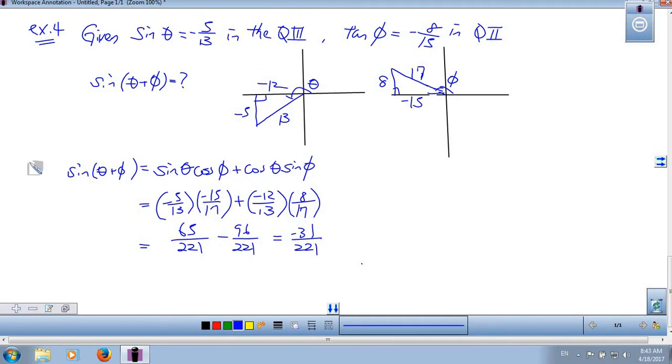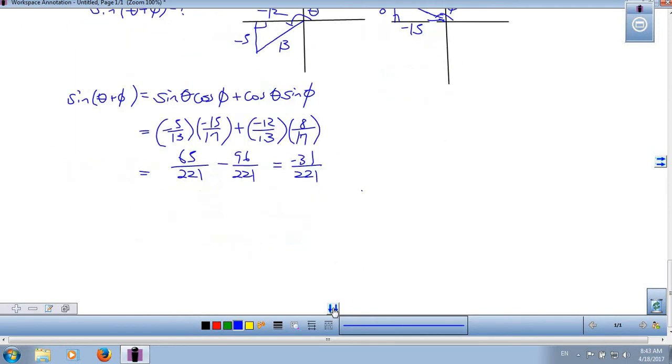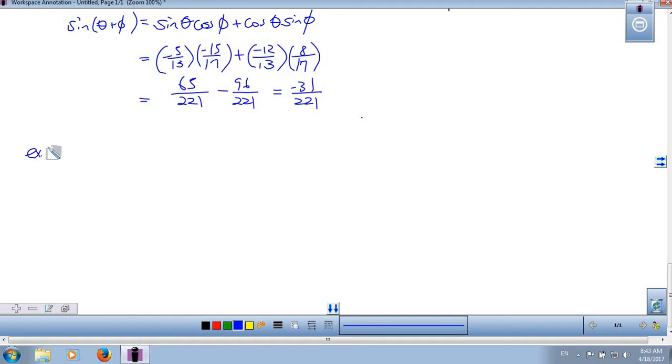Now let's do one more thing I would like to demonstrate to you. What if we have three angles? Let's take a look at that. How do we do cosine of A plus B plus C? How do we expand this expression, A plus B plus C?